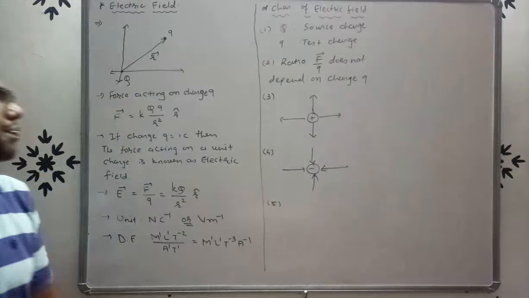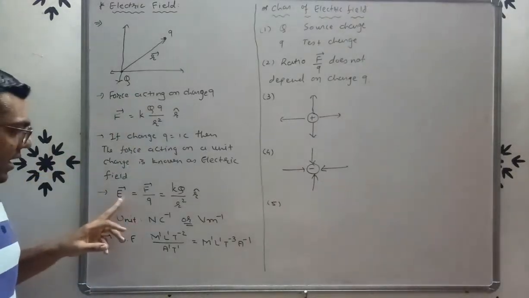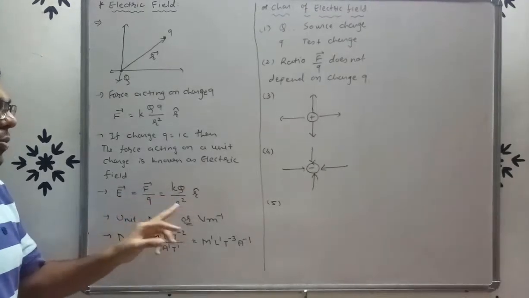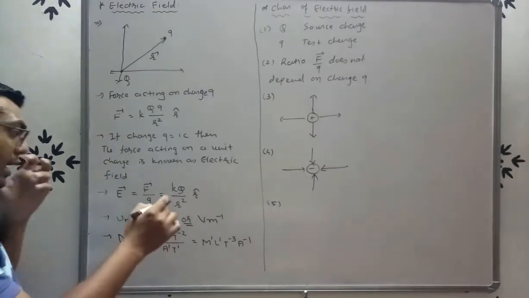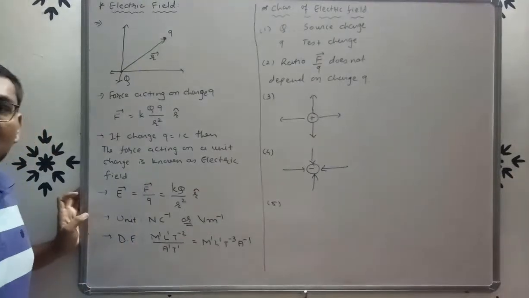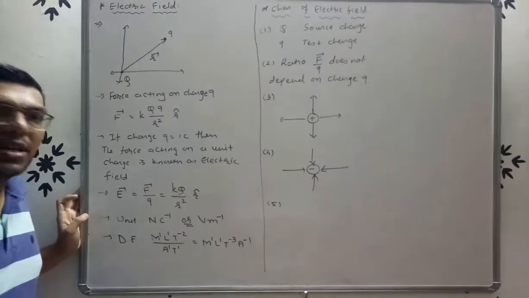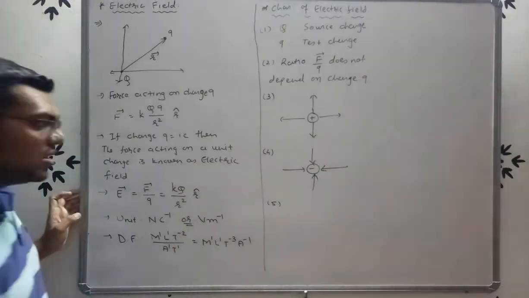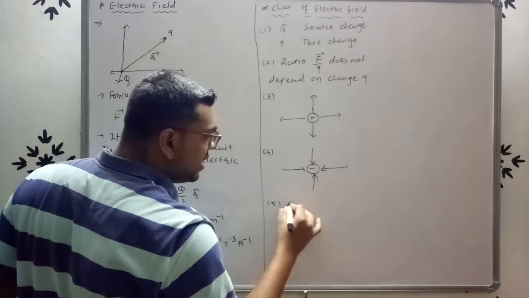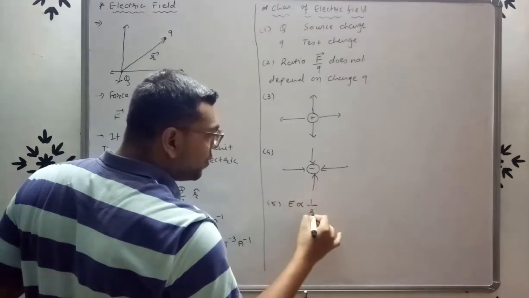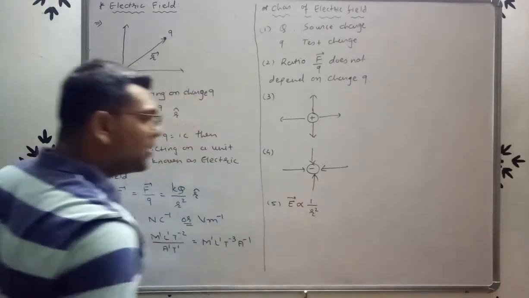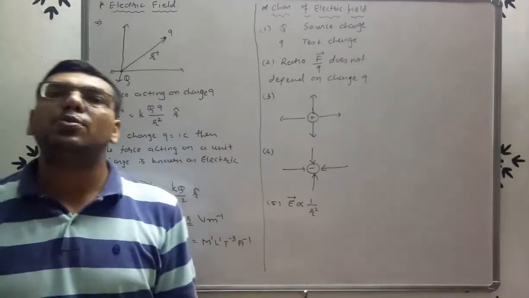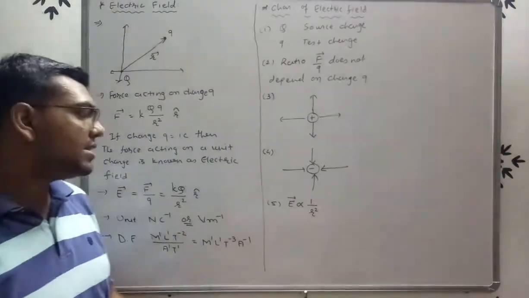Number 5. Here see, the formula of electric field is E equals KQ upon R square. Right? Here K and Q are constant because the charge is not changed. Only the distance will be changed. So we can say that E is proportional to 1 upon R square. Right? So this electric field is inversely proportional to the square of the distance.